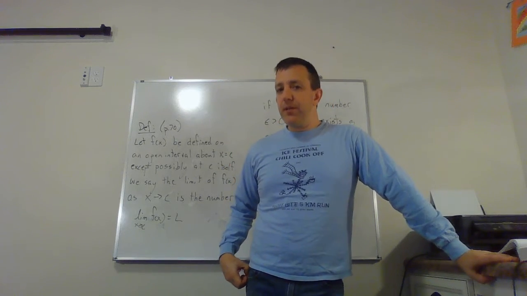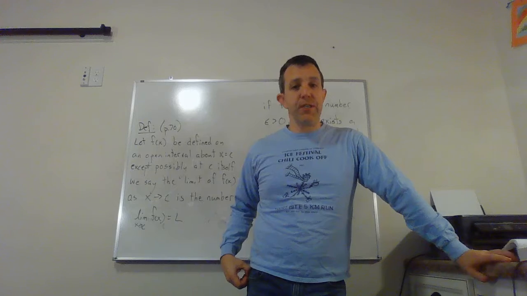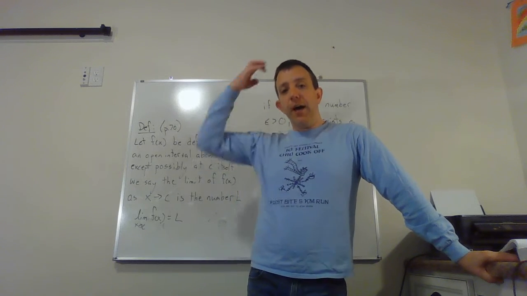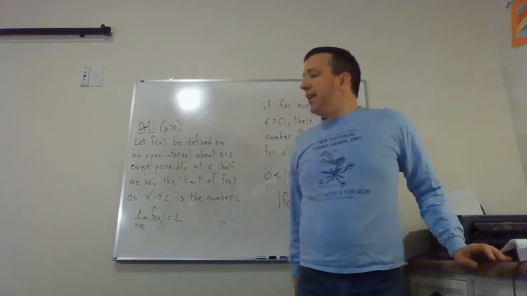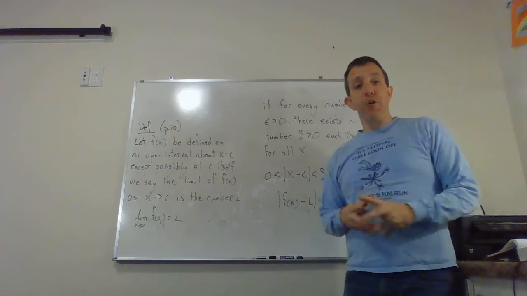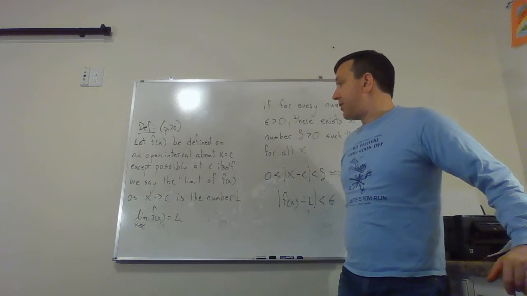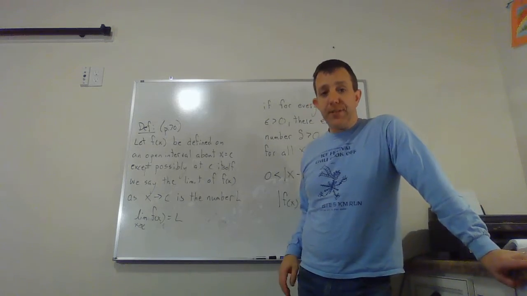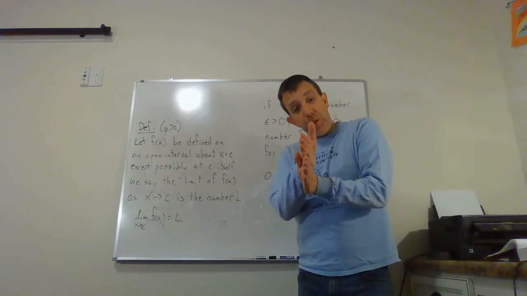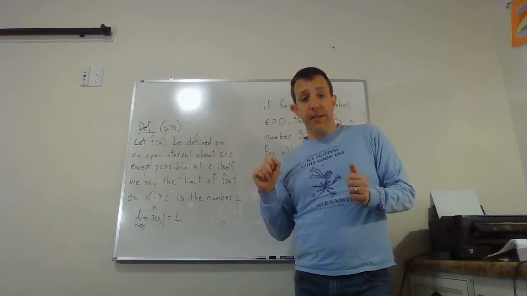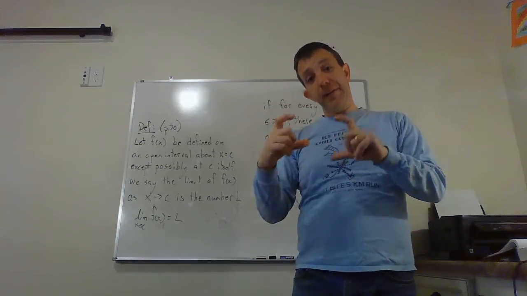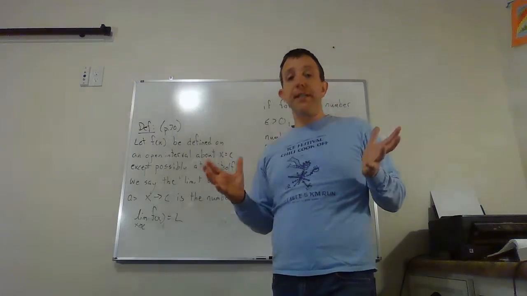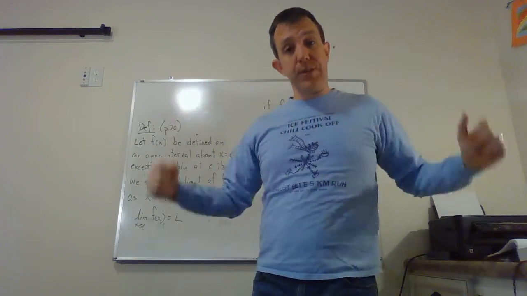And we're going to see some weird notation here that you're probably not used to, but that's okay. You're going to get used to it. So here we go. It says let f of x be defined on an open interval about x equal to c, except possibly at c. So again, we have this number there where we're going to try and take the limit. That's the c. And the function is defined around that number. Remember, it doesn't have to be defined everywhere, just kind of close to c.